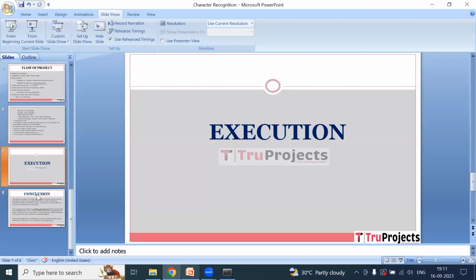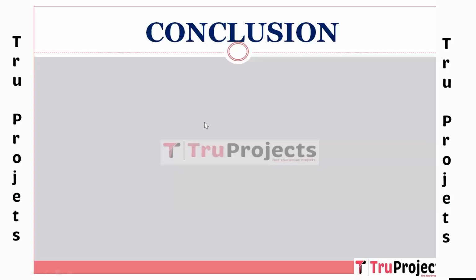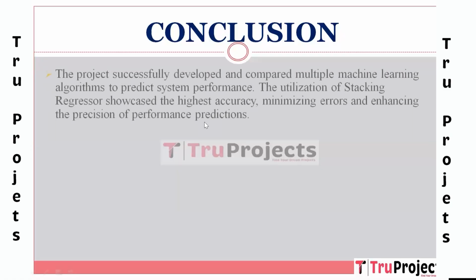The conclusion of the project is, the project involved testing and comparing various machine learning algorithms to predict system performance based on the SPEC benchmarks. Among these algorithms, the stacking regressor demonstrated the highest accuracy in performance prediction. By utilizing this advanced technique, the project significantly reduced prediction errors and enhanced the precision of the performance predictions, making it a standout approach.